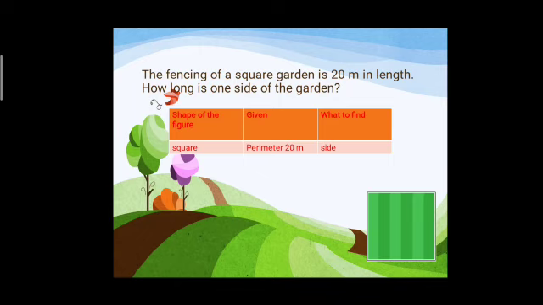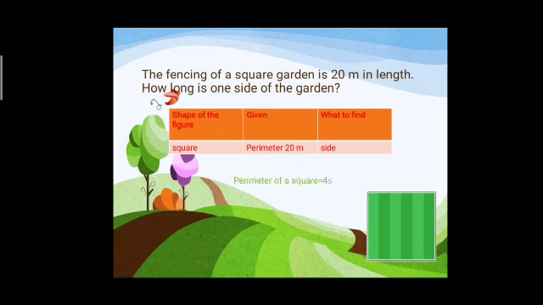What is given to you? 20 meter in length. Is it a length, side or a perimeter? It is a perimeter because it is given that fencing is 20 meter in length. The fencing means perimeter. And what you have to find? How long? Long means we have to find out the side of the figure. Students, if you have clearly understood the question, it would be easier for you to find out the answer.